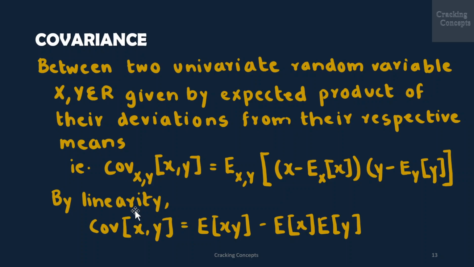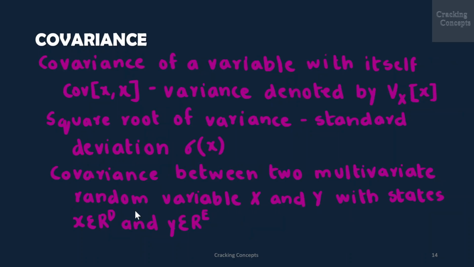By using the linearity of expectations, the expression can be rewritten as the expected value of the product minus product of the expected values, which means covariance of x, y can be written as expectation of x y minus expectation of x into expectation of y. The covariance of a variable with itself, that is covariance of x, x, is called the variance and is denoted by V of x. The square root of variance is called the standard deviation given by sigma of x.